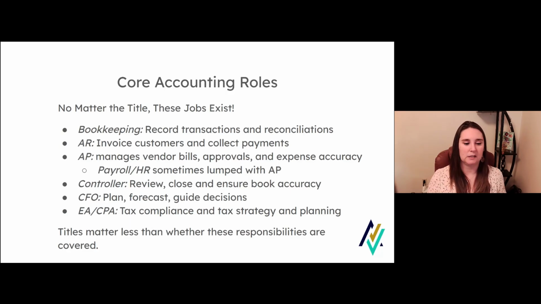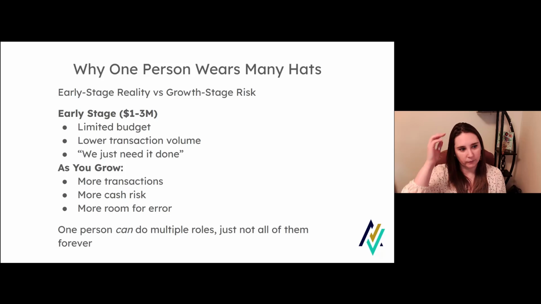So titles matter less than whether these responsibilities are actually covered. Again, one person is probably doing multiple, or maybe it's split up into two. But I think the biggest thing is creating a check and balances system with whatever process you have. In the early stages, having one person is just getting it done. You have lower transaction volume, so it really needs to be done with one person. As you grow, you have more risk and more transactions, so more people need to be involved, and there can be more room for error. So again, why having a controller or a virtual CFO can help and guide and make sure that things are done more accurately on a regular basis.